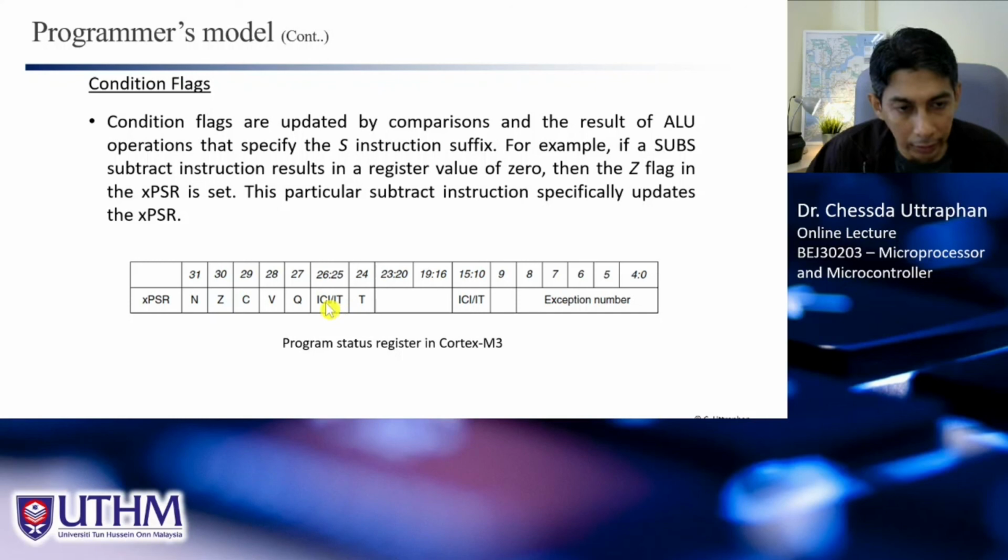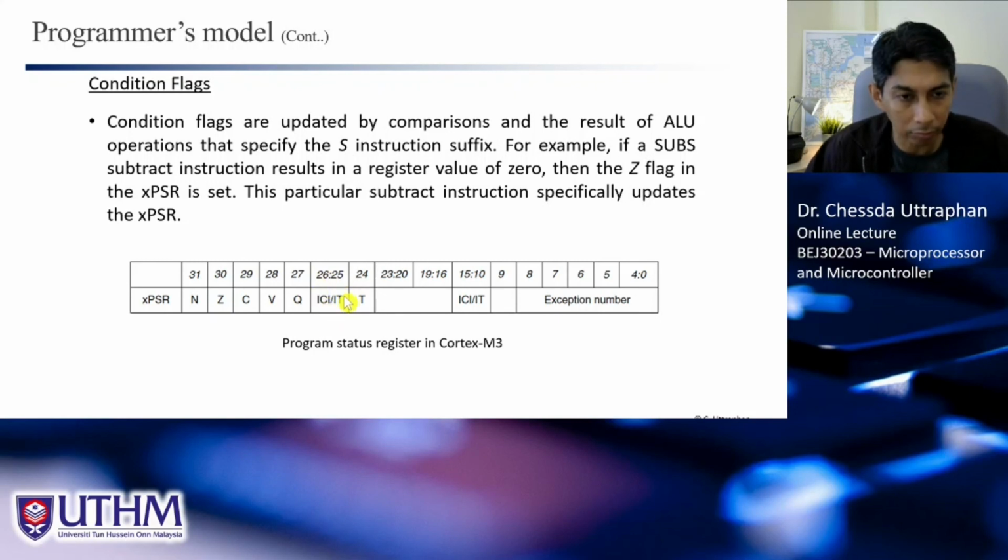ICI or IT is the interrupt continuation instruction, or if-then instruction trace bit. So this is mainly an indication that an interrupt can happen while we are running a special instruction, for example, multiple load and multiple store. But we do not cover that in this course. We are not using multiple load and multiple store in the course. So we're not going into detail for this one.